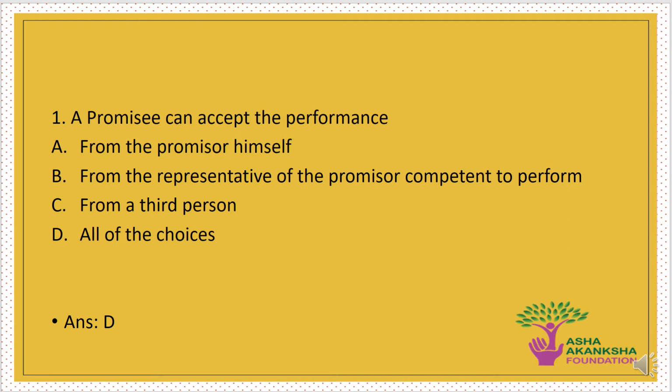The first question is, a promisor can accept the performance of a contract from whom? The options are A, from the promisor himself, B, from the representative of the promisor competent to perform, C, from the third person, or D, all of the choices. The correct answer to this question is option D, that is, all of the choices. This means that a promisee can accept the performance of a contract from the promisor himself, from the representative of the promisor competent to perform, or from the third person.